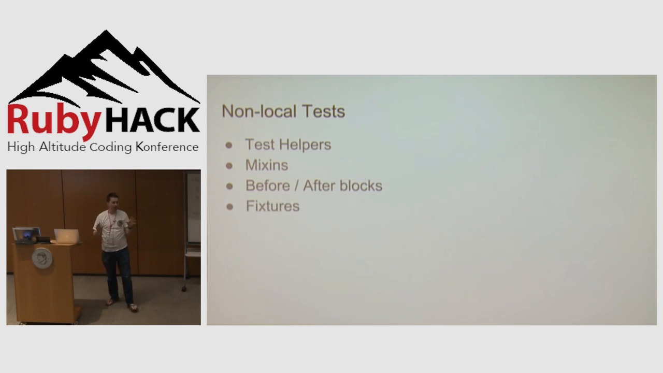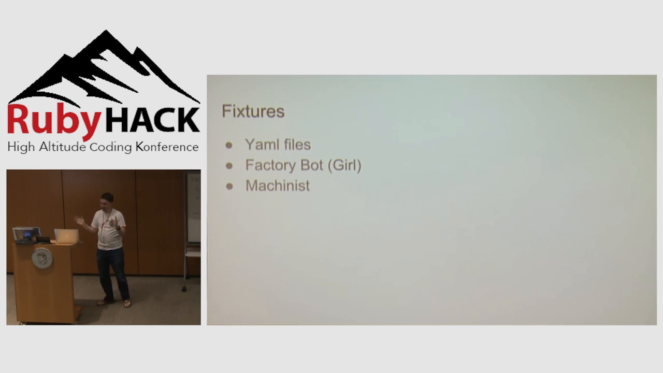And then this is one that I wanted to talk about the rest of the time, is fixtures. So if you have those integration tests, you have to set up all these objects in your database. How do you go about doing that in a sane manner that stays local? The 3 ways I've normally seen are YAML files, which is just the raw fixtures.